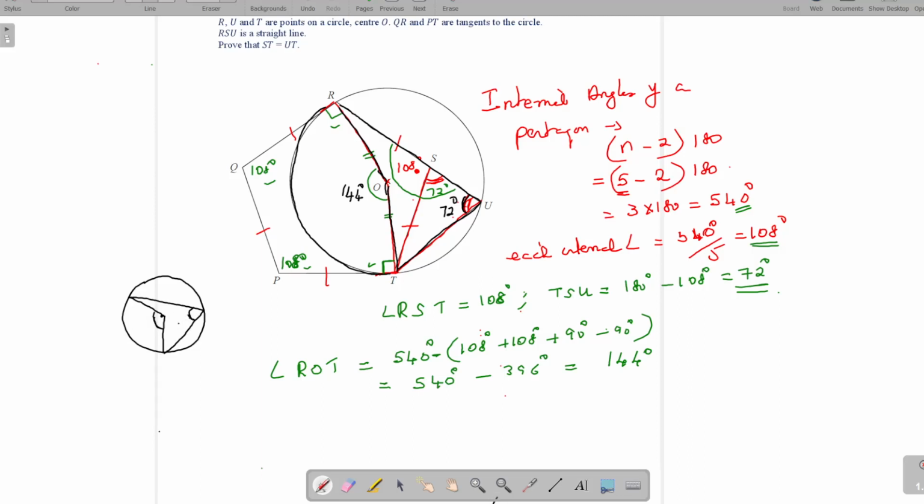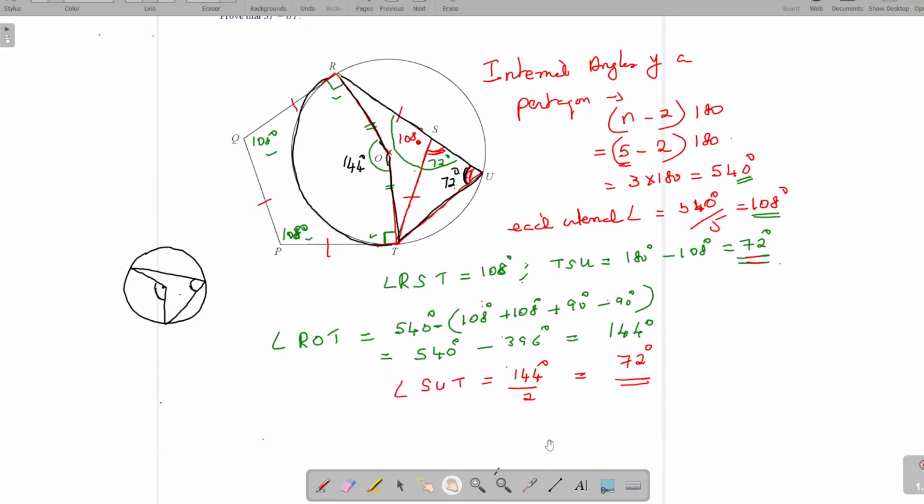So therefore, we could say angle SUT is half of 144, which is 72. So we know that is 72, that is 72. Therefore, it's an isosceles triangle. Therefore, you could say ST is equal to UT.